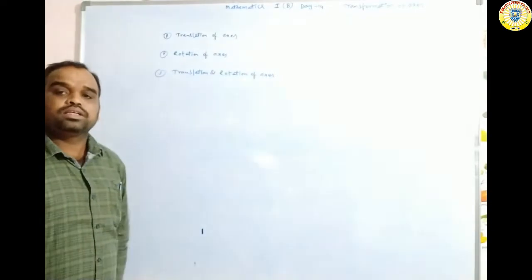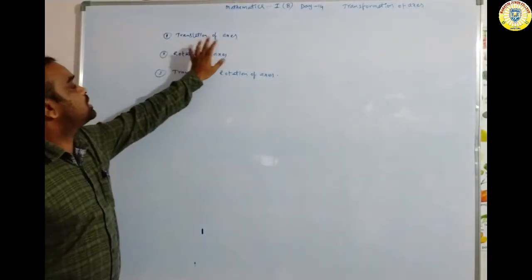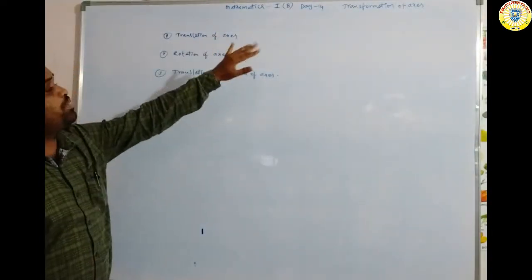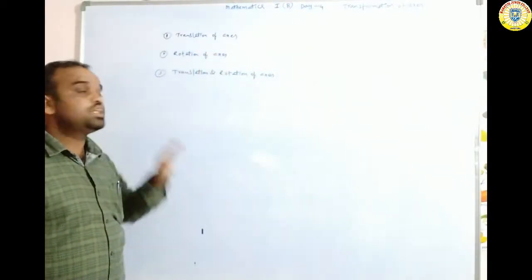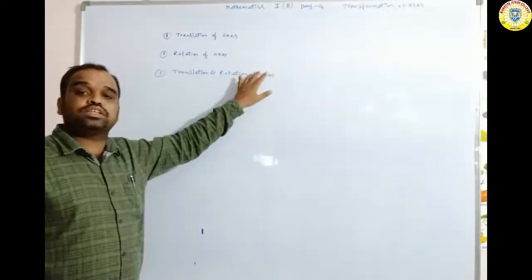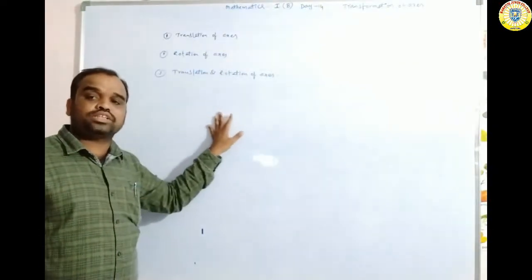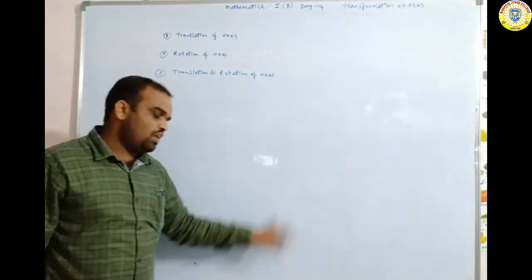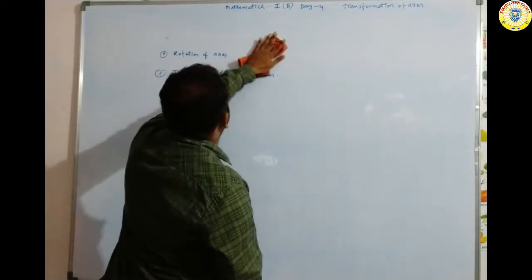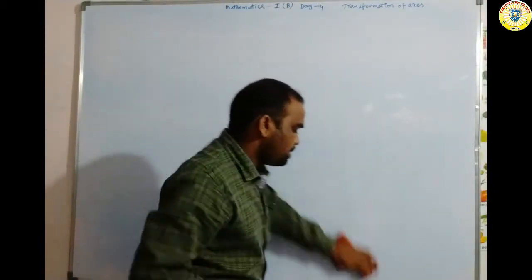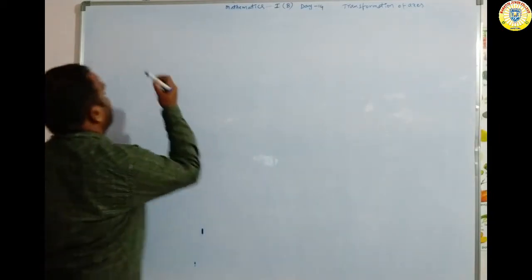See here, transformation of axis is of three types. One is translation of axis, second is rotation of axis, and third is translation and rotation of axis. Last class we discussed this one. Translation of axis we already discussed, but again one time repeating.